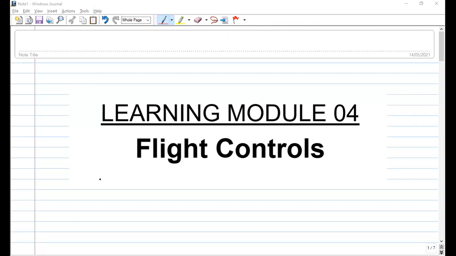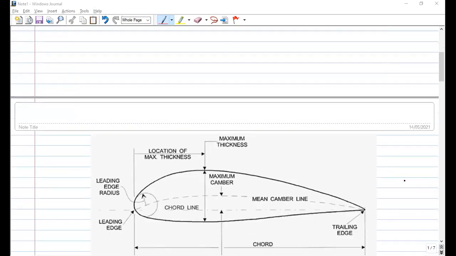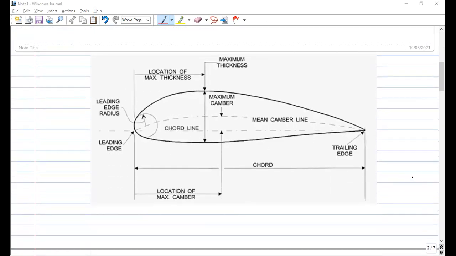Okay, so we will be going to discuss today the contents of your learning module number 4, which is also known as the flight controls. Before we proceed to the discussion of the topics regarding the flight controls, as you can see in the initial parts of your module, I included an airfoil nomenclature. We will also discuss the basic parts of an airfoil.